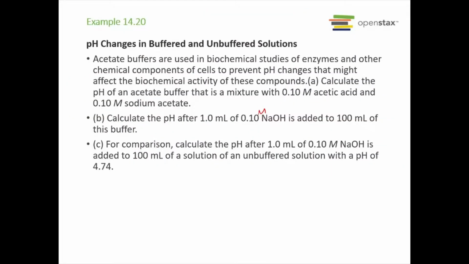So then the last part, for comparison: calculate the pH after 1 ml of 0.10 molar sodium hydroxide is added to 1 ml of an unbuffered solution with a pH of 4.74. Because we're told we start with a pH of 4.74, the initial hydronium concentration is equal to 10 to the negative 4.74. So that's 1.8 times 10 to the negative fifth molar.